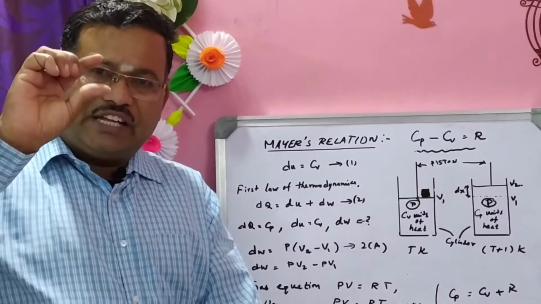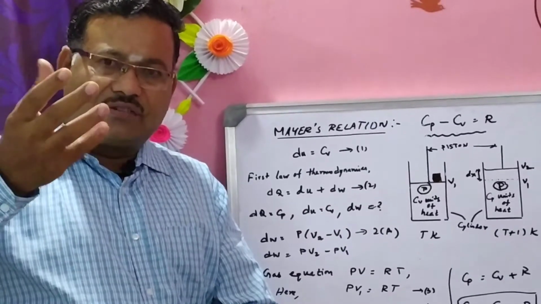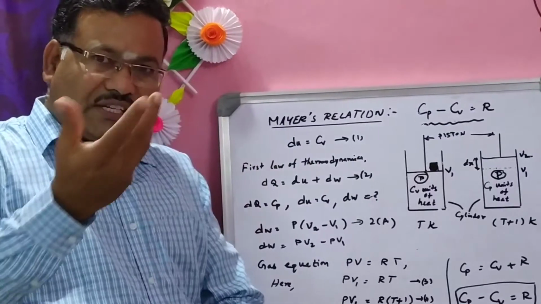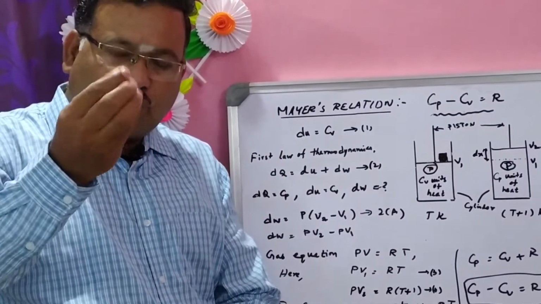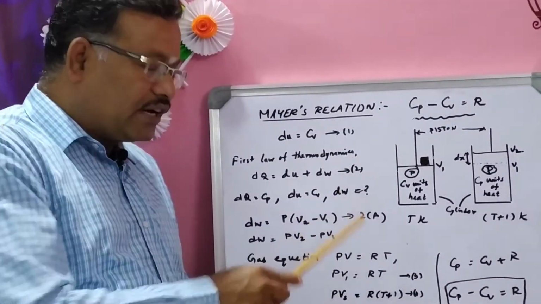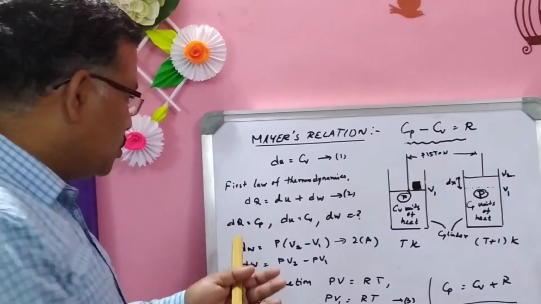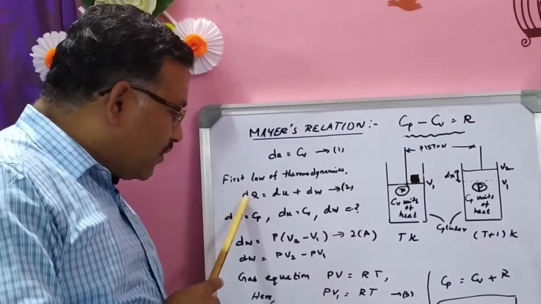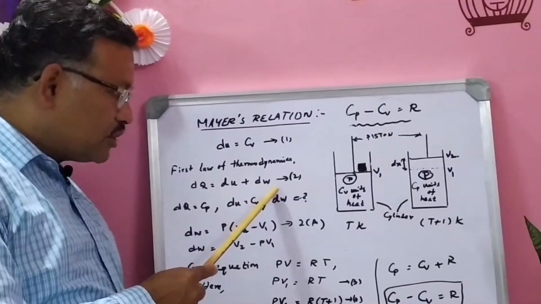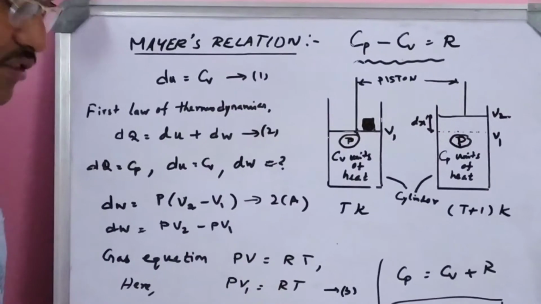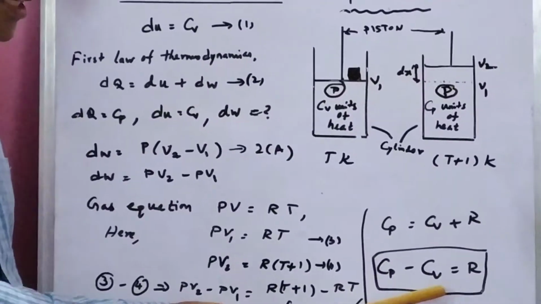X is big, dx is small. Likewise, q is quantity of heat, dq is a small quantity of heat. U is internal energy, du is a small change in internal energy. W is work done, dw is a small change in work done. So in order to mention small, we are using the differentiation term. So according to the first law of thermodynamics, dq is equal to du plus dw. By using the first law of thermodynamics, we are going to derive simply Cp minus Cv is equal to R.